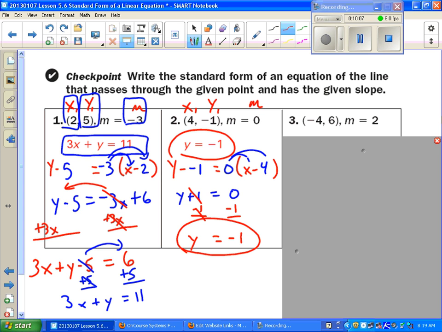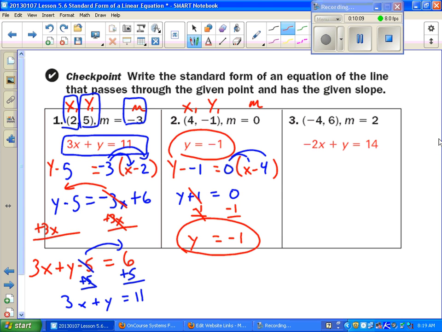And then the last one from the first checkpoint, you have a slope value of 2 and a point of -4, 6, x sub 1, y sub 1. Y minus y sub 1 equals m times x minus x sub 1. Plug in your values. M is usually the easiest value to plug in place of m. Okay. Y minus y sub 1 becomes y minus 6 equals 2 times x minus x sub 1, which is x minus a -4. So this becomes y minus 6 equals 2 times x plus 4.